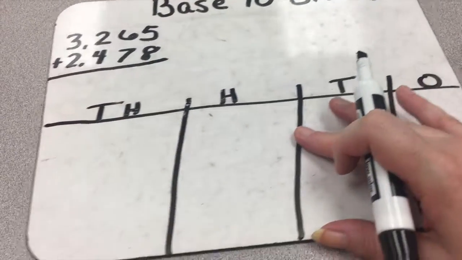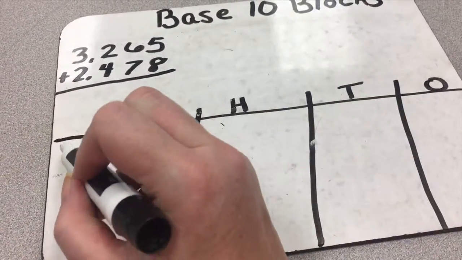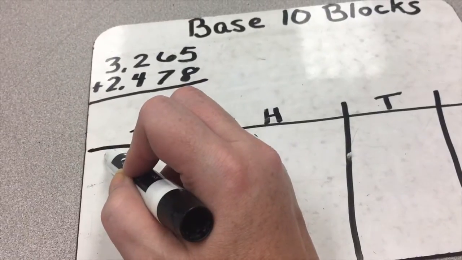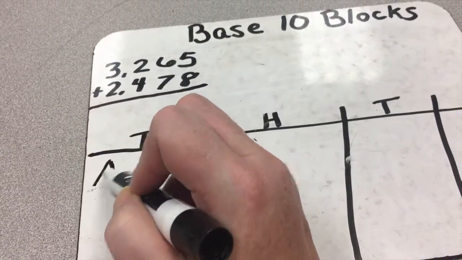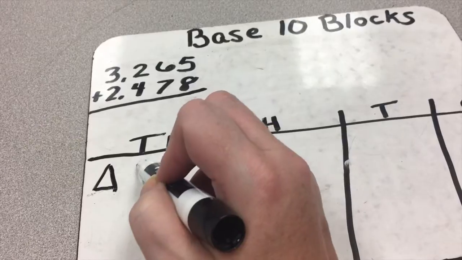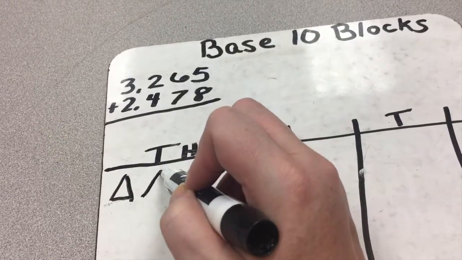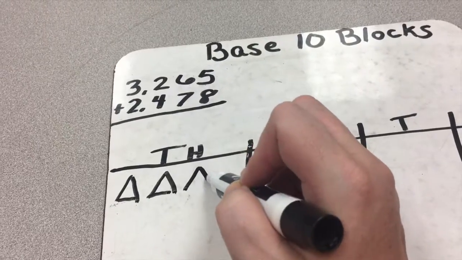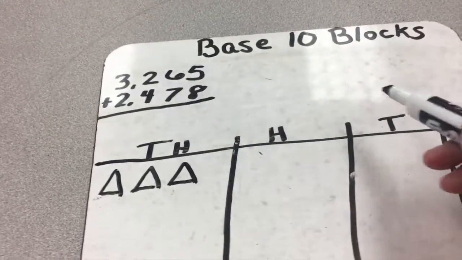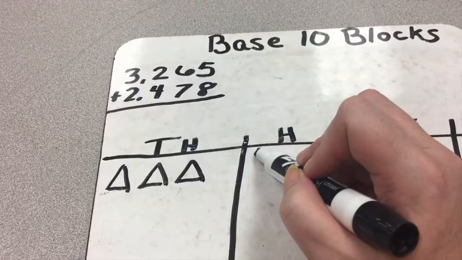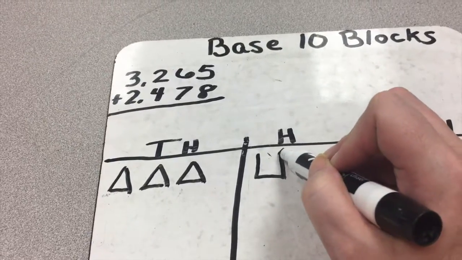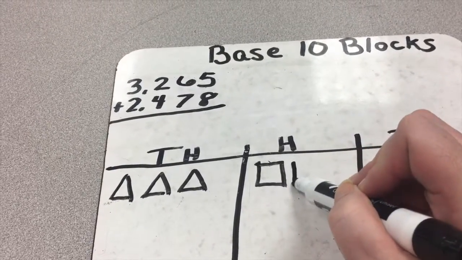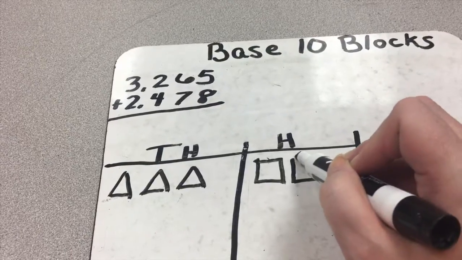So I'm going to draw 3,000. And I'm going to use the triangle to represent the thousands. That's just so the students don't get confused and they don't mix up the different place values. So in the first number, that is 3,000. Then I have 200. Those are represented by squares.